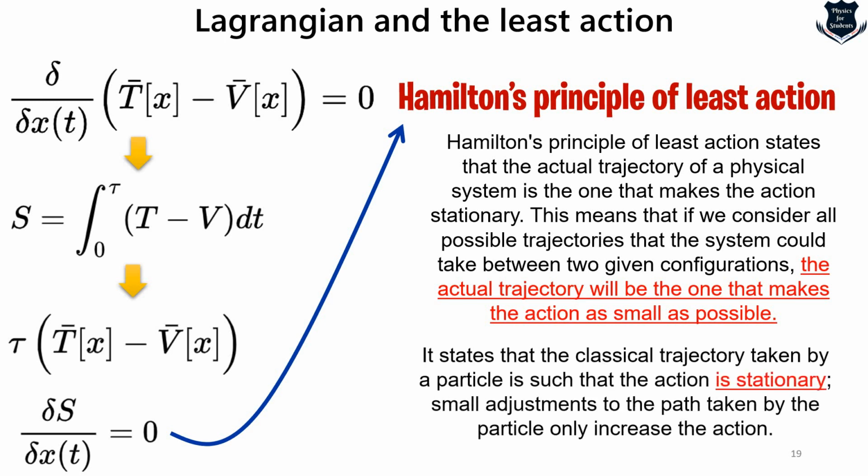And here is another definition. It states that the classical trajectory taken by a particle is such that the action is stationary. Small adjustments to the path taken by the particle only increase the action. So you see, now you can find a similarity between why light was in a hurry and Fermat's principle of least time. Isn't it philosophically and internally similar to Hamilton's principle of least action?